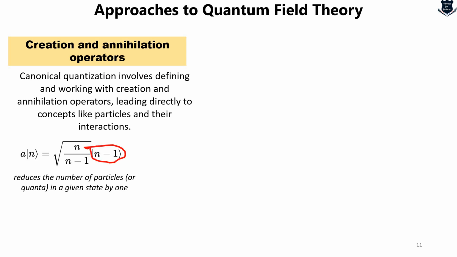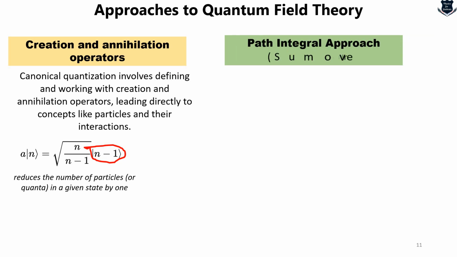So that is why it is n minus 1. This is a very important aspect, that the creation and annihilation operators are also taken care of in a quantum field theory. The next path we come to is called the path integral approach. So we are done with this part.